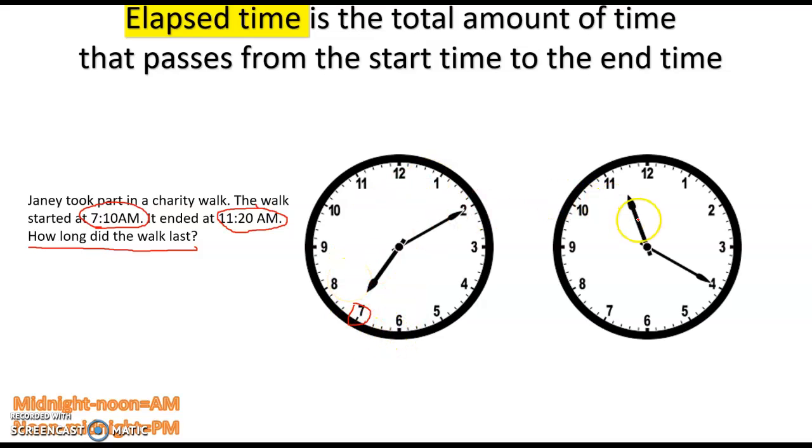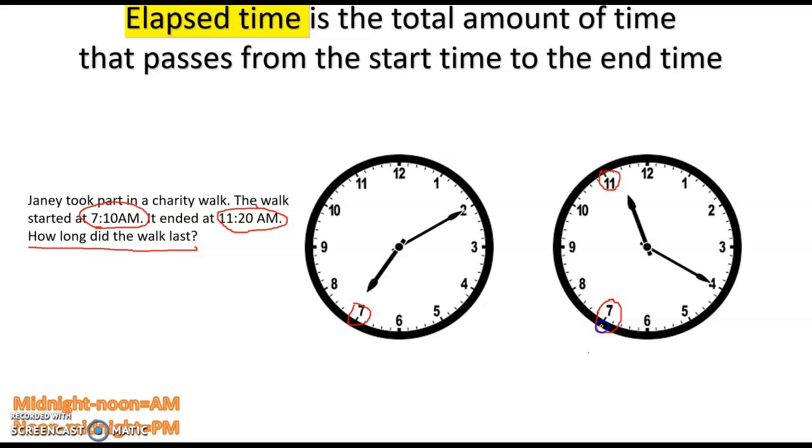And then this one shows the time the walk ends. So my hour hand is between the 11 and 12, not yet to the 12, so we know it's 11. And then we have our minute hand pointing to 5, 10, 15, 20. So here's my beginning clock, 7:10. Here's my ending clock, 11:20. To find the time that passes, I need to count those hours and minutes in between. So we know we started at 7:10. So my hour was 7.